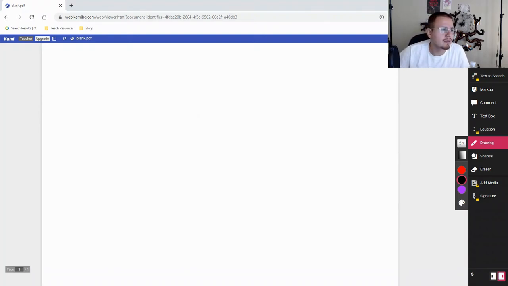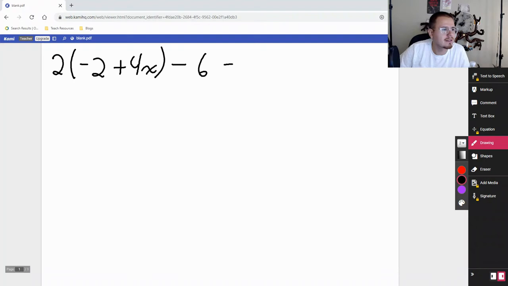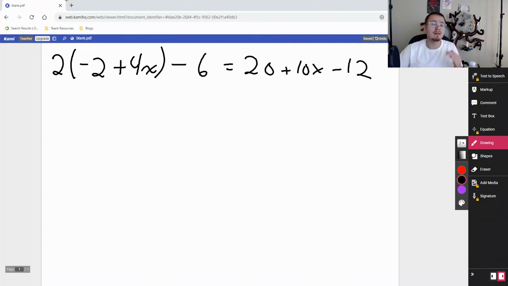All right, let's do another one. Let's have a little fun with this one. Let's get a negative 2 plus a 4x minus a 6 equals a 20 plus a 10x minus a 12. So, a lot of stuff going on there. It could be crazy. It doesn't have to be. Solving equations does not necessarily mean it gets harder when you have more steps. It just means that it's going to take longer.